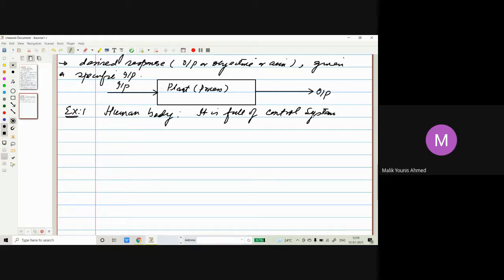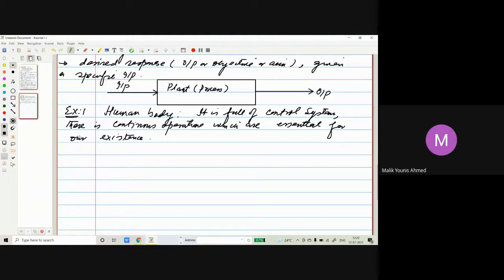The human body is full of systems. So what are those control systems, for example? The body is full of control systems, and in the human body there are continuous operations which are essential for our existence.